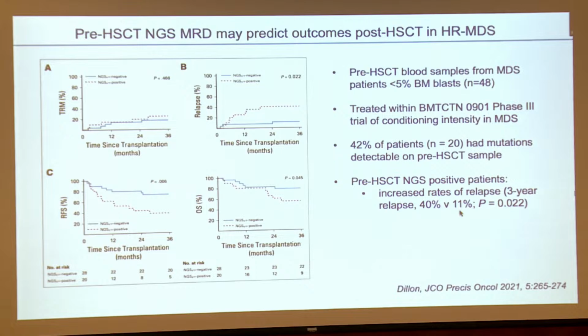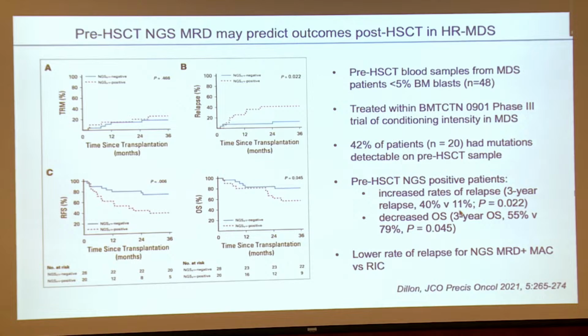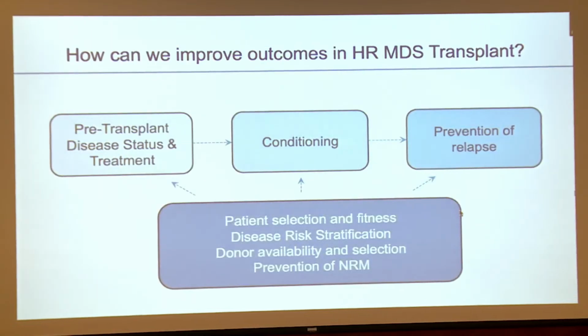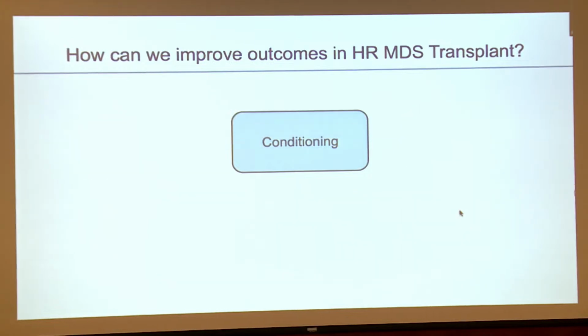If they were positive, then they had a significantly increased rate of relapse, a 3-year relapse rate of 40% versus 11%, and decreased overall survival. There also appeared to be an impact of conditioning, in that there was a lower rate of relapse for the NGS-MRD positive MAC (myeloablative) patients versus RIC. So over time, as the technology advances and as we learn more, the use of MRD and understanding the degree of disease control required will help guide our strategy to improve post-transplant outcomes.